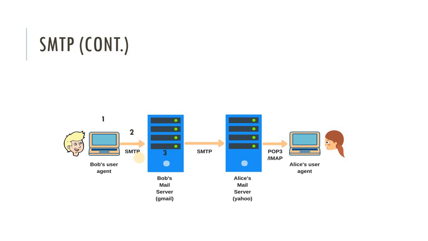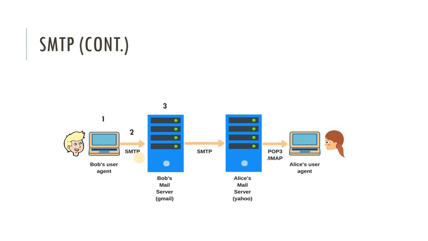Now the third step is Bob's mail server sees that there is a message pending delivery to alice@yahoo.com. It starts a communication with the yahoo.com mail server to allow for this message delivery to happen. It is here where the SMTP protocol comes into play. SMTP is a protocol that governs the communication between these two mail servers in our particular scenario.